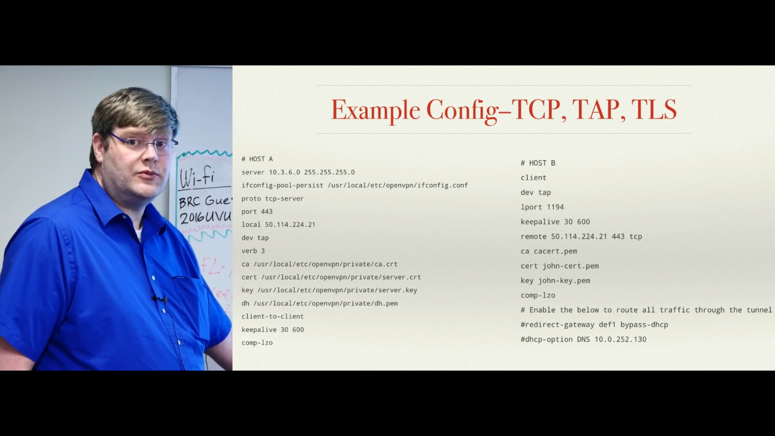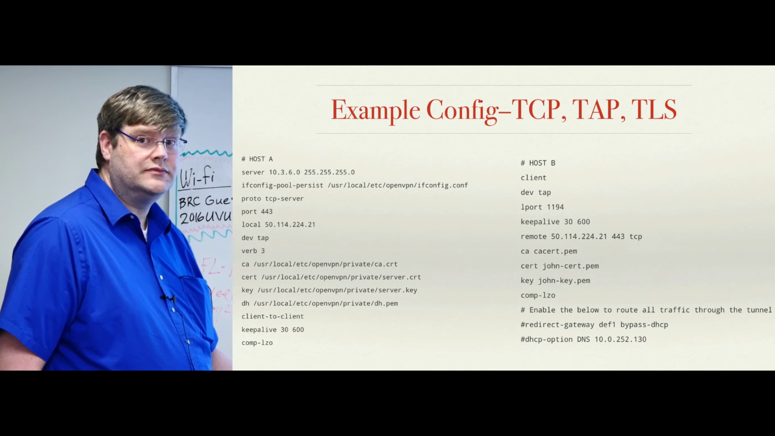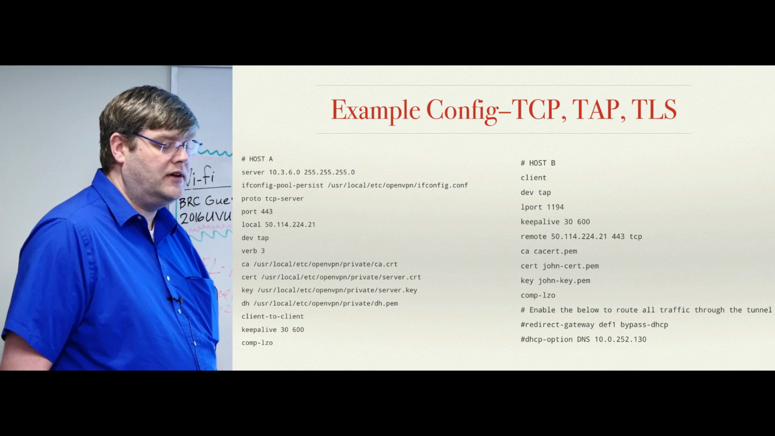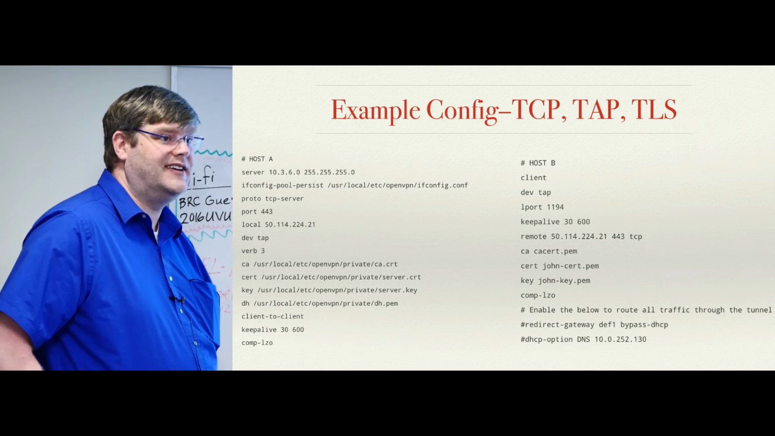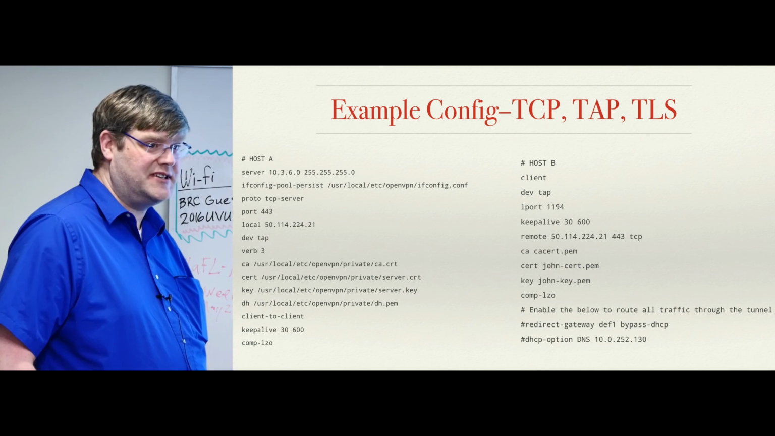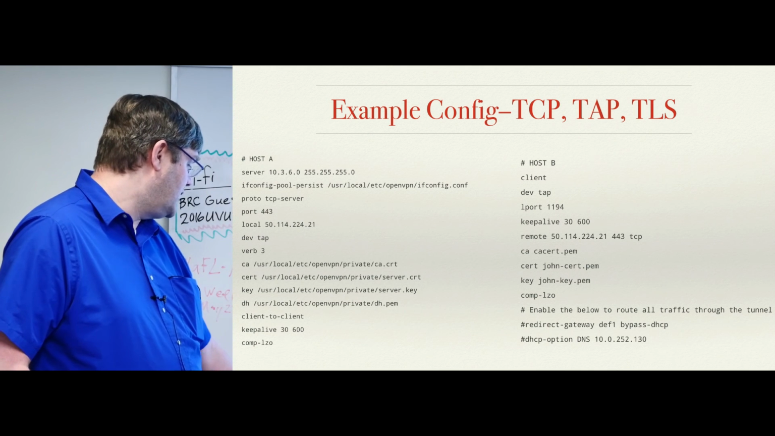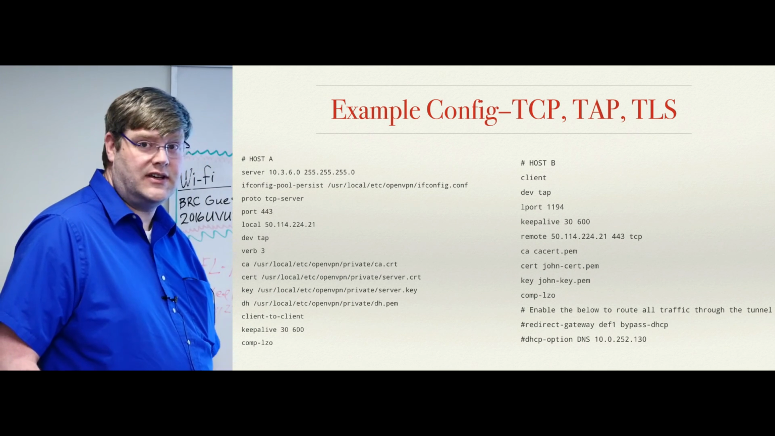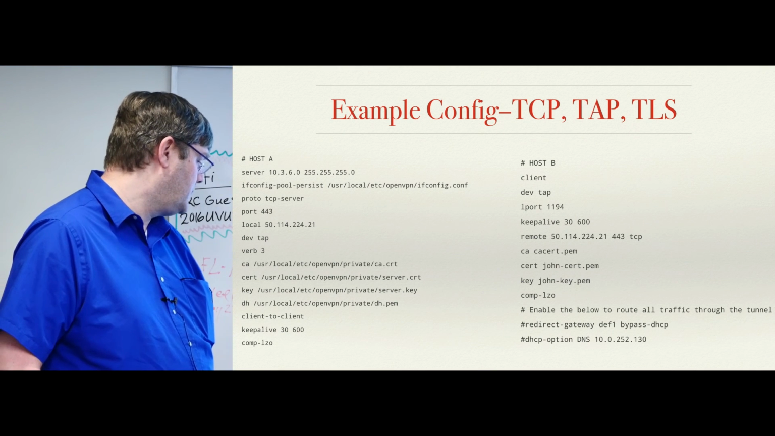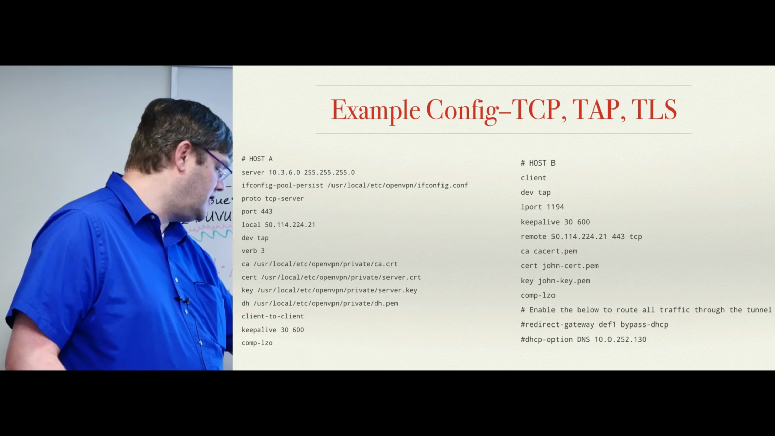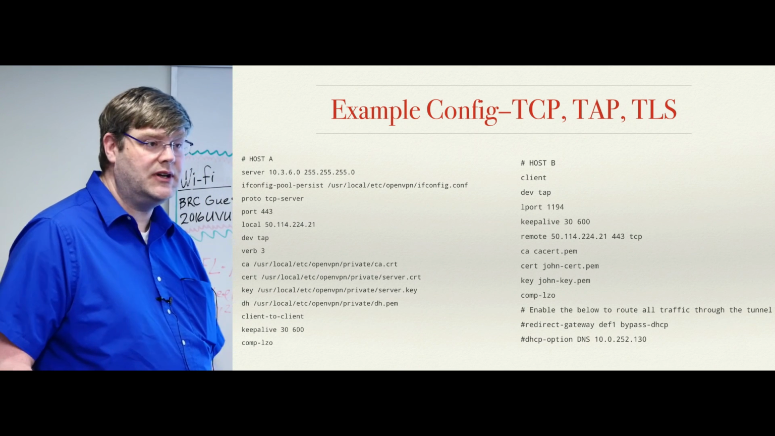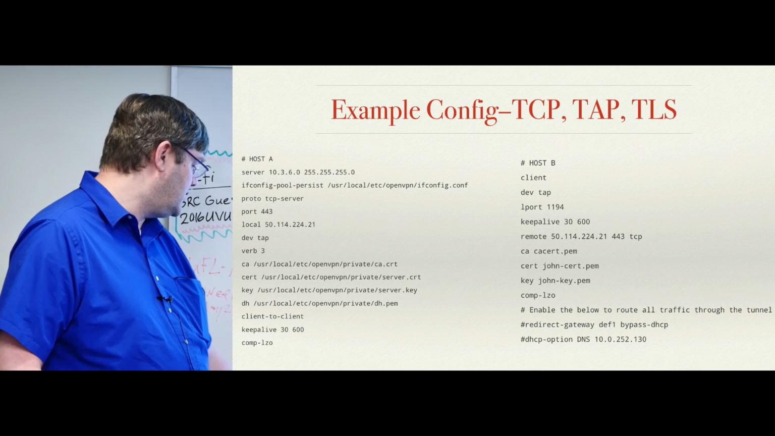Client to client means if there's more than one client, they can talk to each other. The VPN server will handle that routing, depending on how the network looks. It could be routing or bridging, but it's just forwarding. Keepalive means try not to let the connection go dead. Send a keepalive packet every 30 seconds, and if you haven't gotten one from the other side after 10 minutes, hang up and try to reconnect.